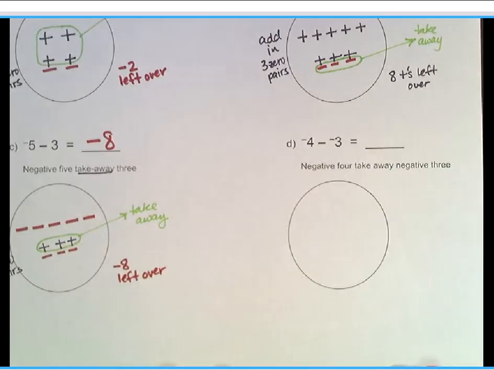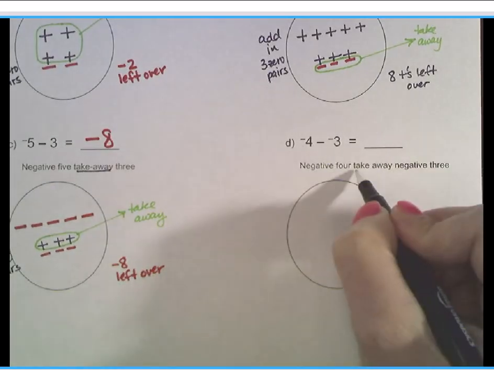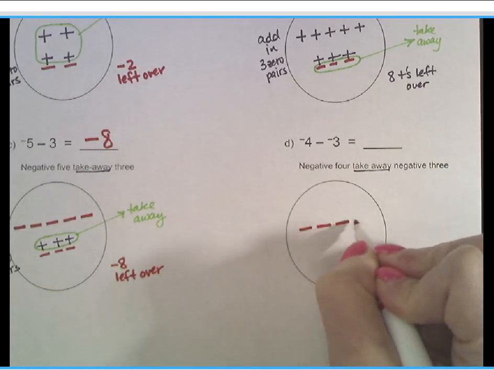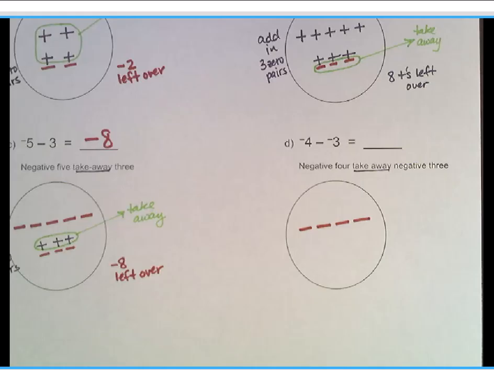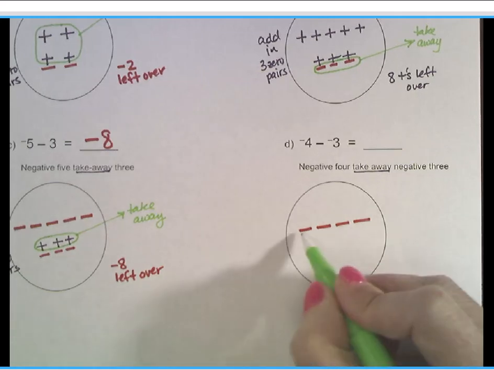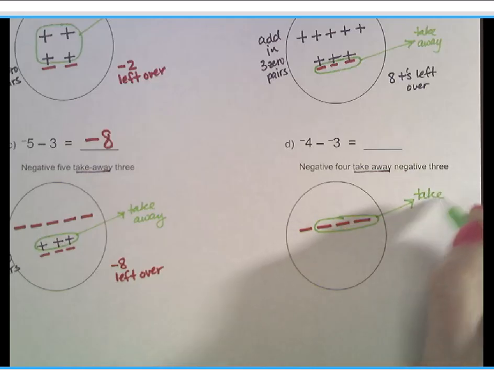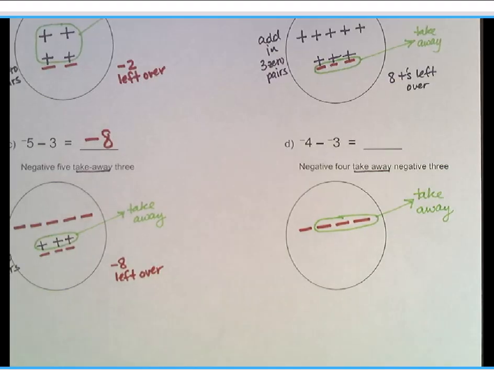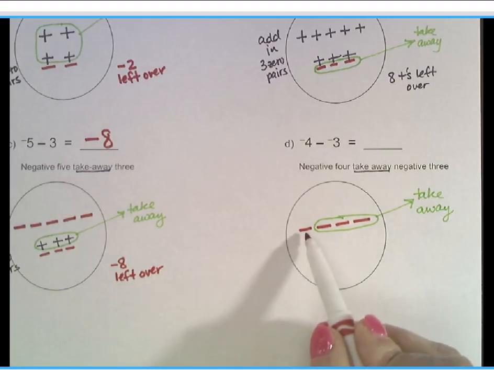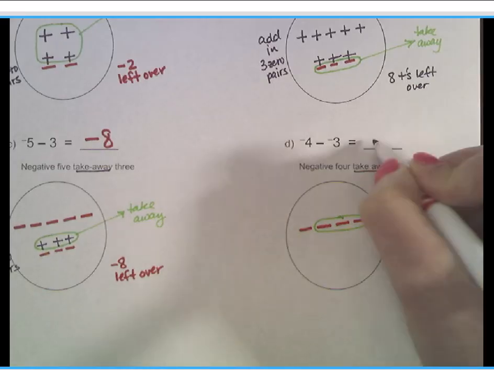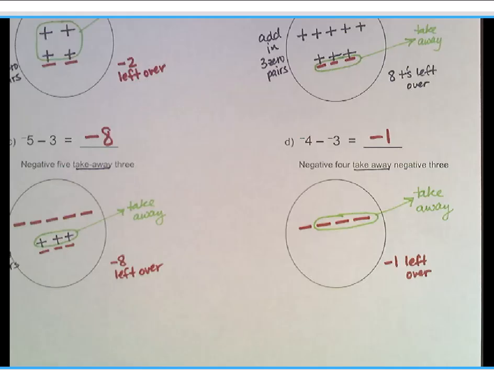All right, one more. Negative 4, take away negative 3. Negative 4, and I'm going to take away 3 negatives. Well, lucky for us, we already have everything we need. We don't have to add any 0 pairs here. There's negative 4. I'm going to take away negative 3. And you should be able to see what the answer is. What's left behind? Just this one little negative. So negative 1 left over. So your answer will be negative 1. Don't have to add any 0 pairs on this particular example.